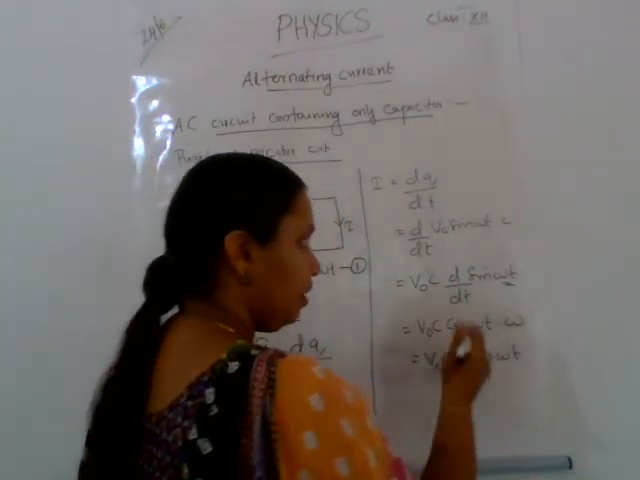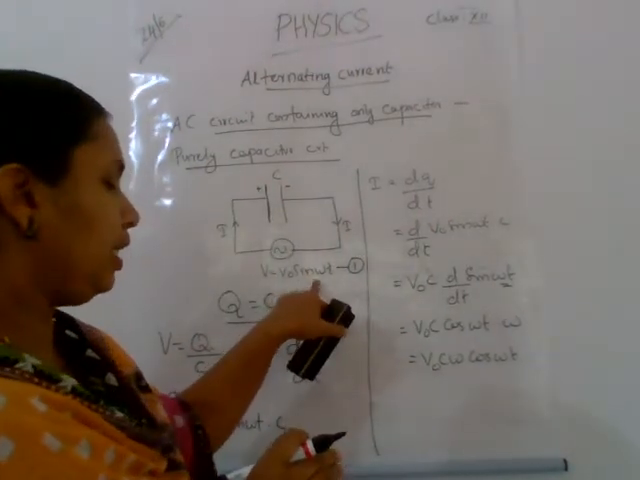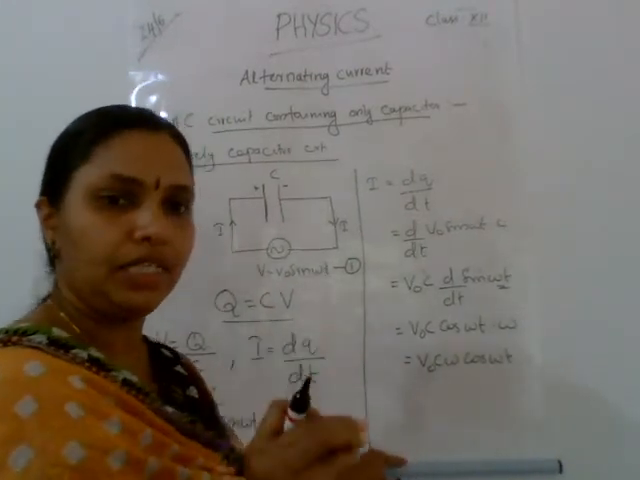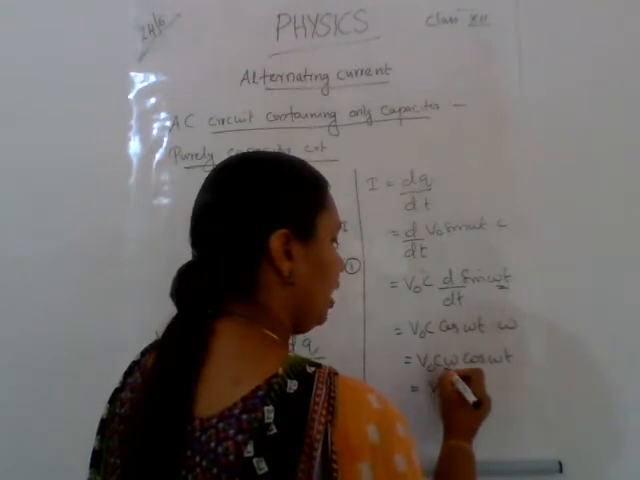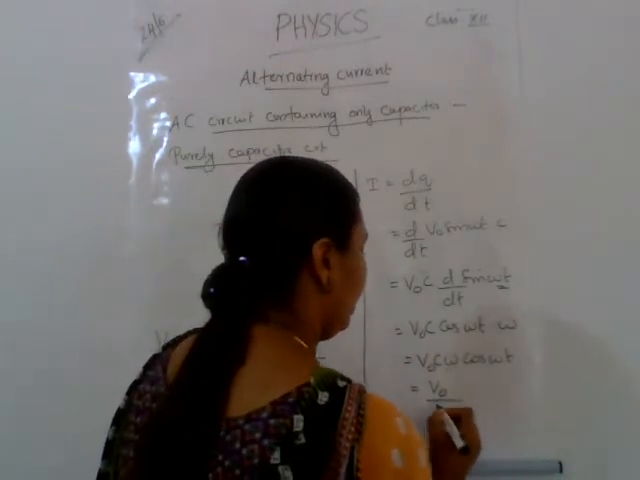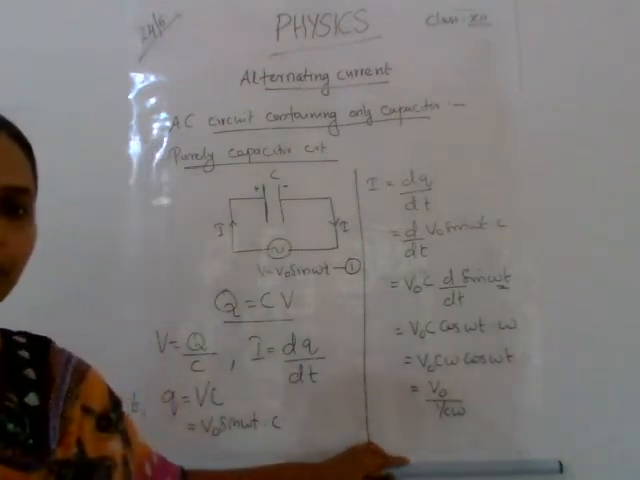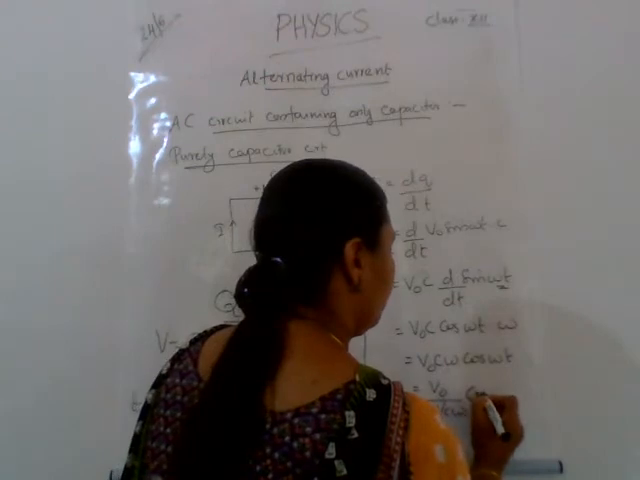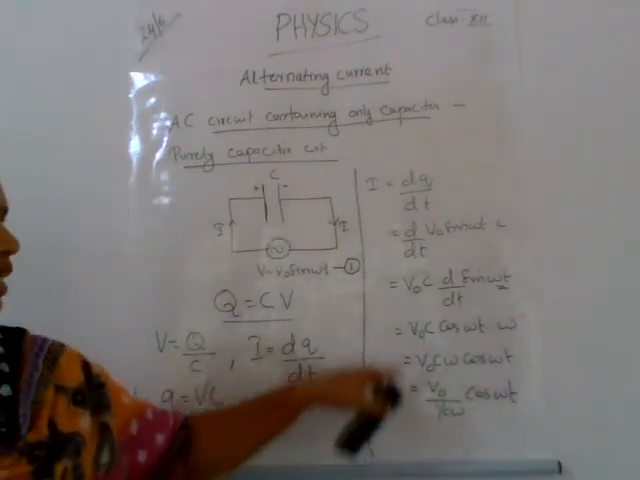We have to modify the equation a little and write it in terms of sine, then only can we compare it. So there is a little modification: V0, and this C omega I am writing as 1 by C omega, cos omega t. So, what is the current?